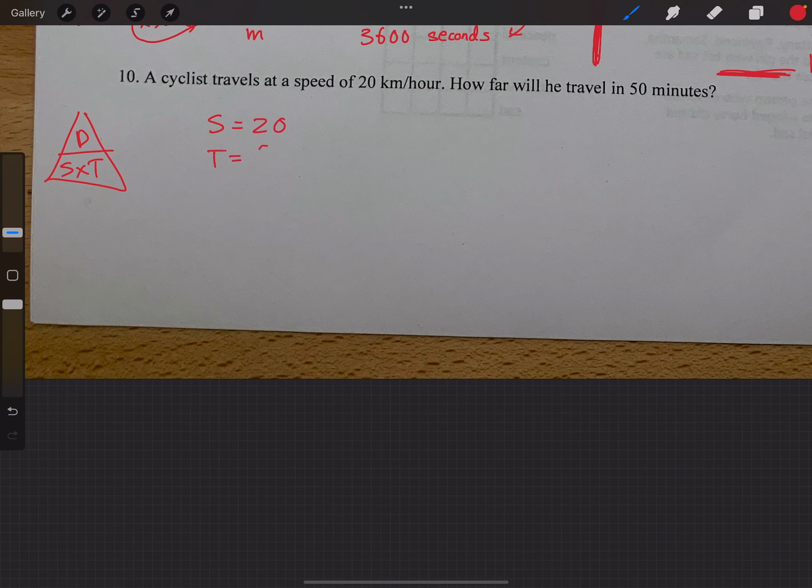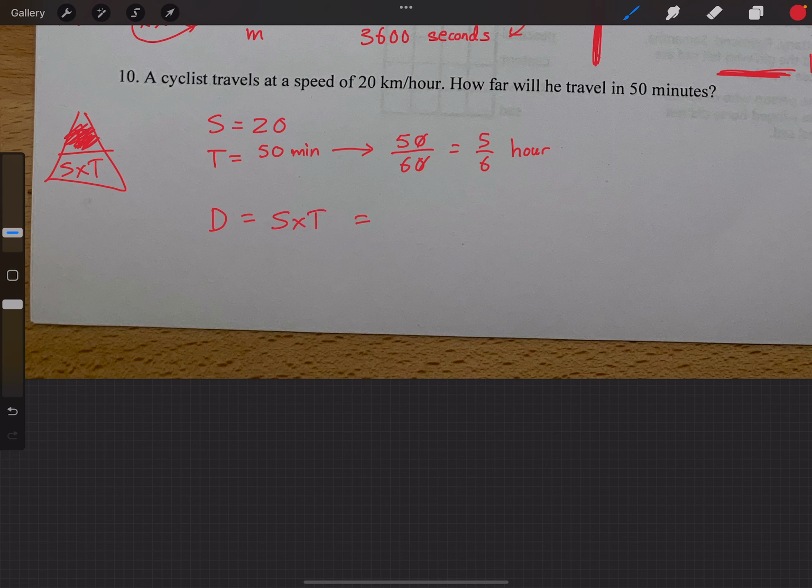Now, 50 minutes. We need to change this one into hours, okay? So we have to divide it by 60 to get hours. So 50 divided by 60 is 5/6 of an hour. It's not yet 1 hour, it's 5/6 of an hour. So we got the speed, we got the time. Now we want to know how far, so we need to find the distance. So remember, distance, you cover up the D for distance, equals speed times time.